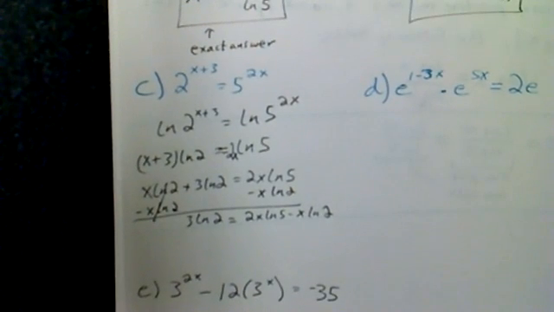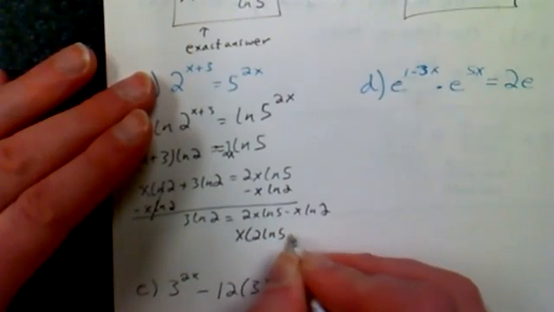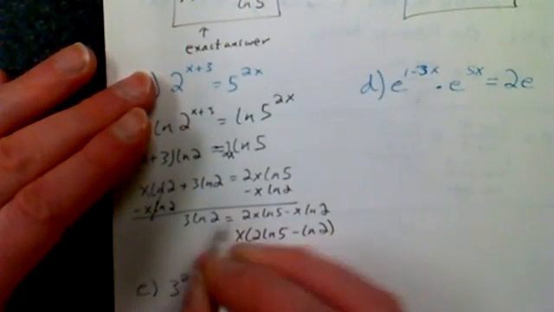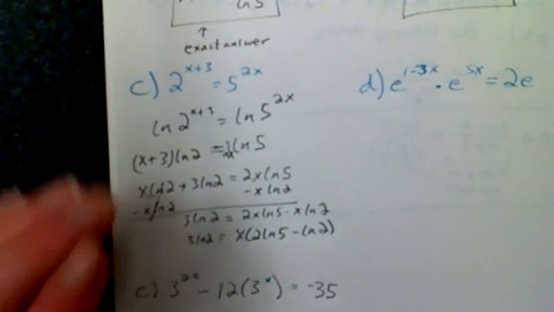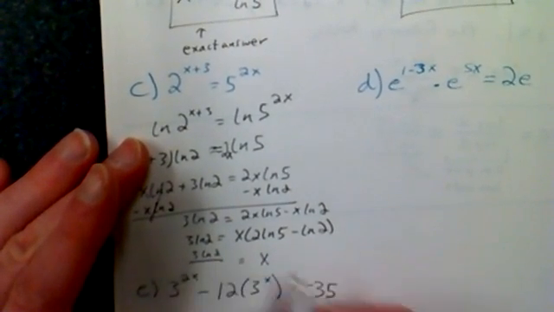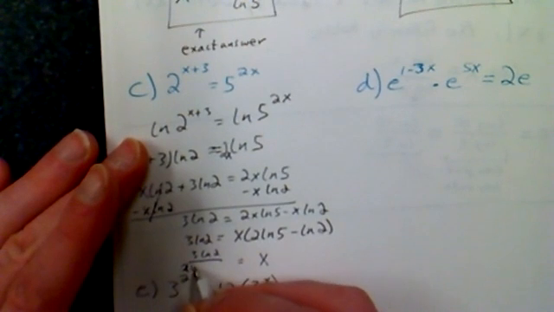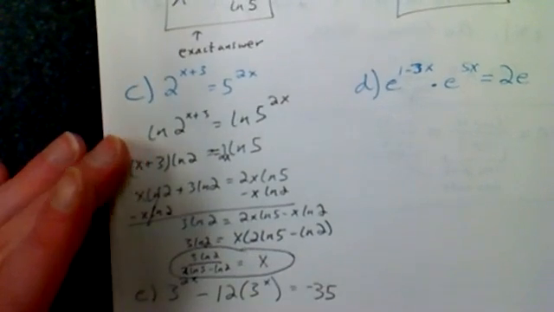Well, I got two terms with an x. I can't really just subtract them because one has a natural log 5, one has a natural log 2. So what the heck am I supposed to do? Well, what if I factored out an x? Like so. See that? And then I can divide it out. That means x is going to be equal to 3 natural log 2 over 2 natural log 5 minus natural log of 2. There's my nice exact answer.